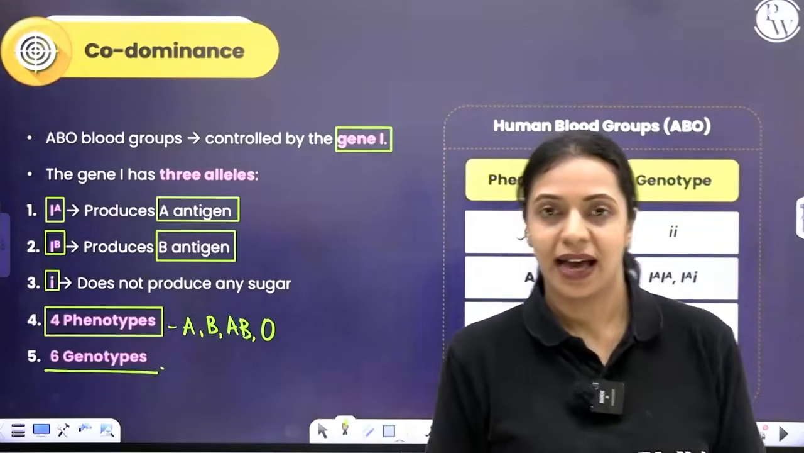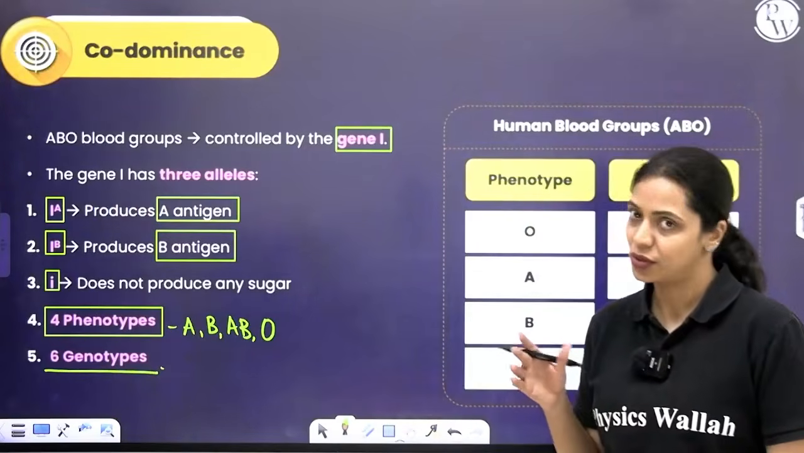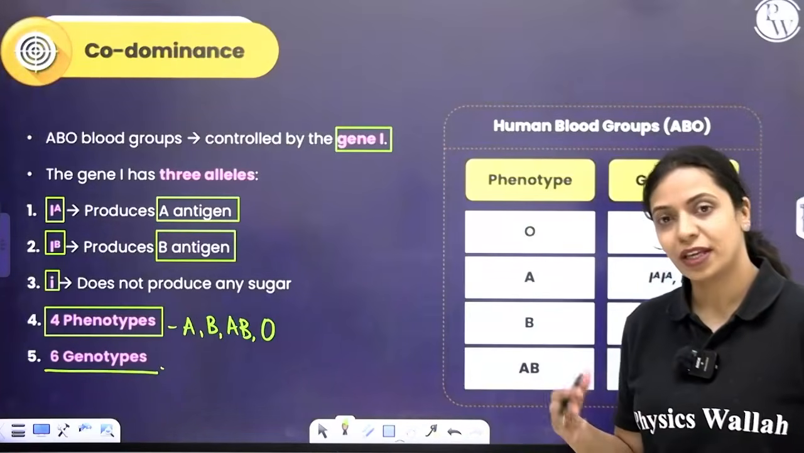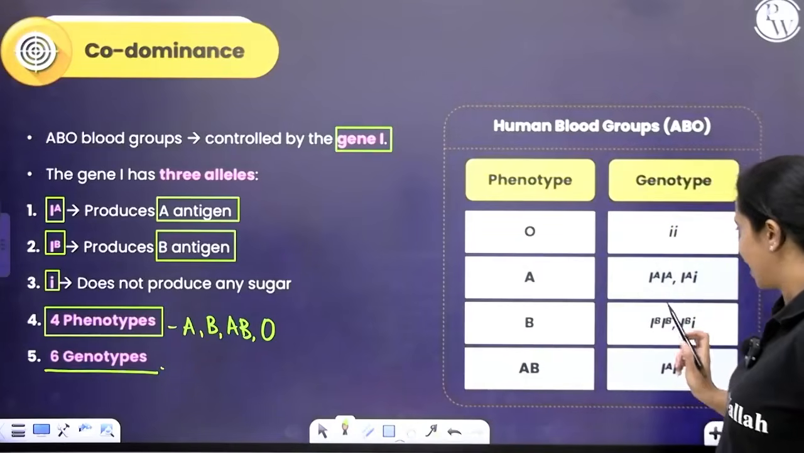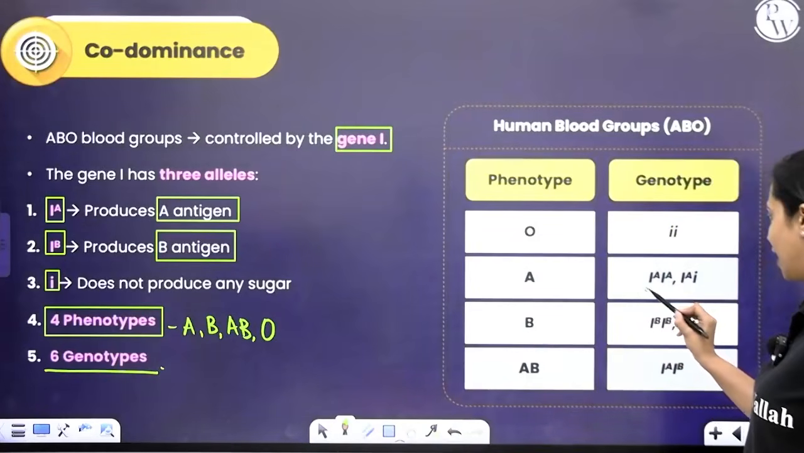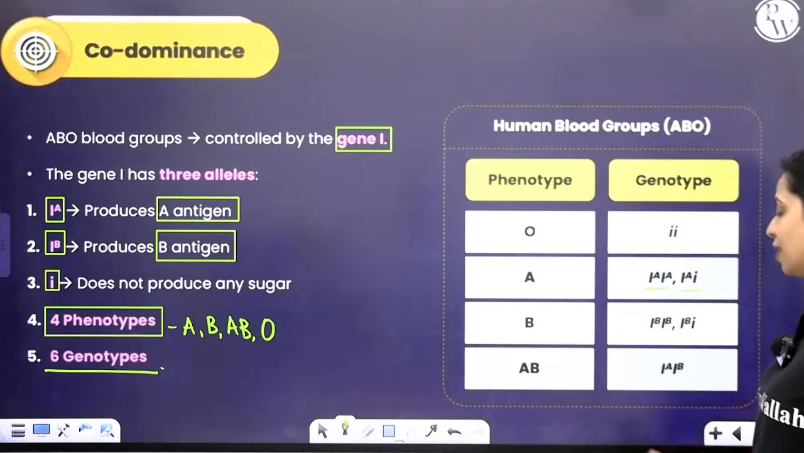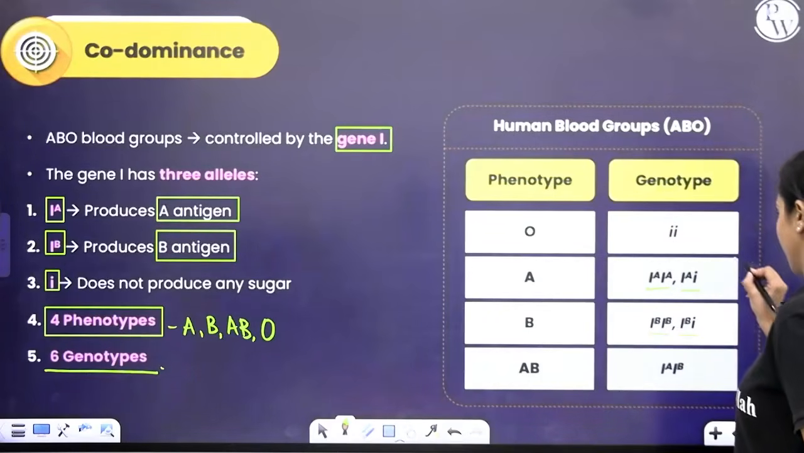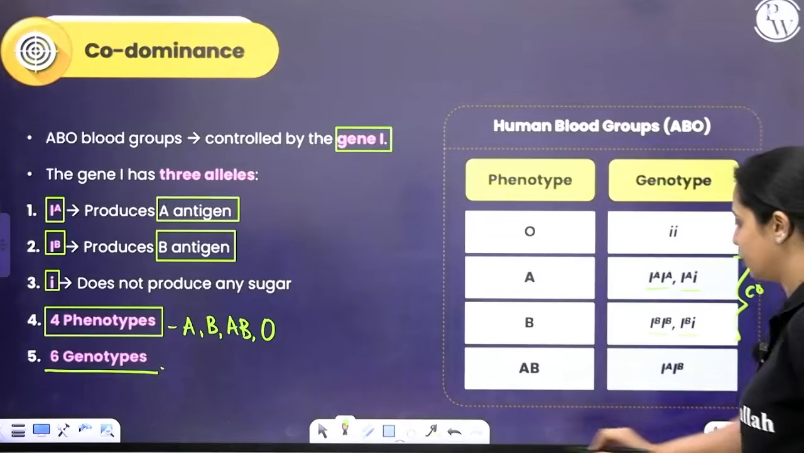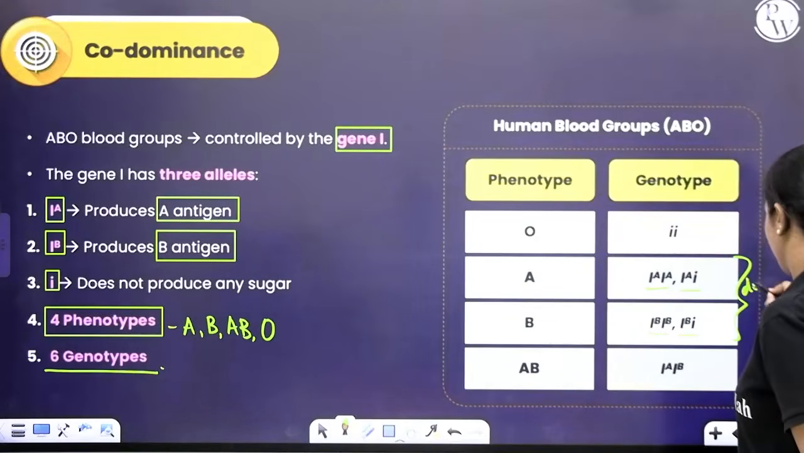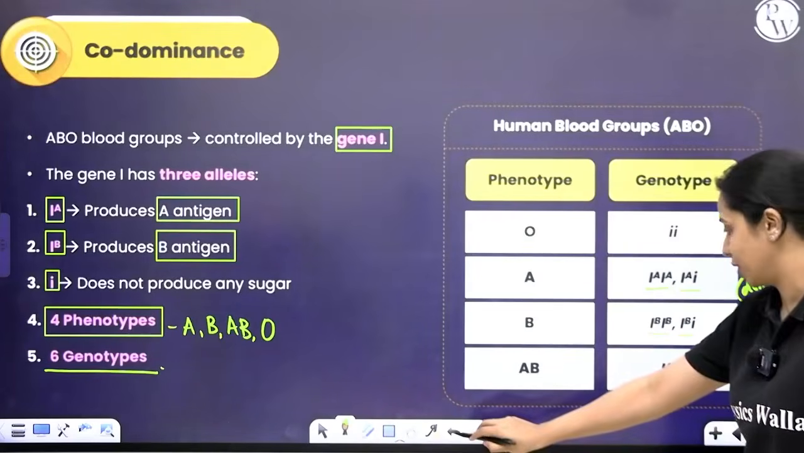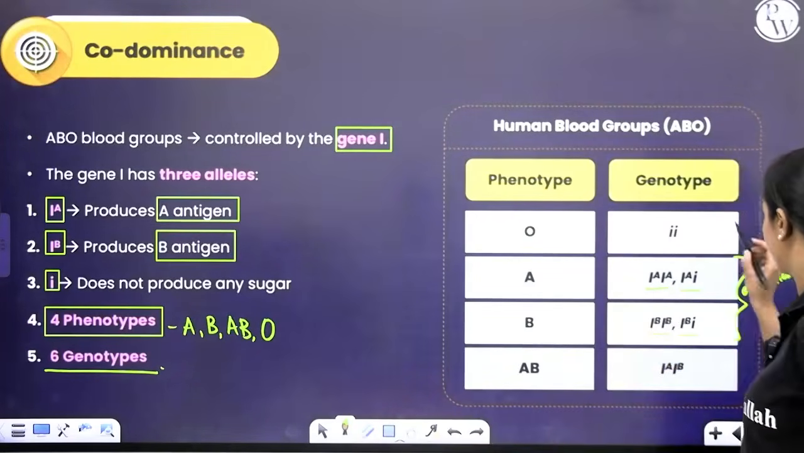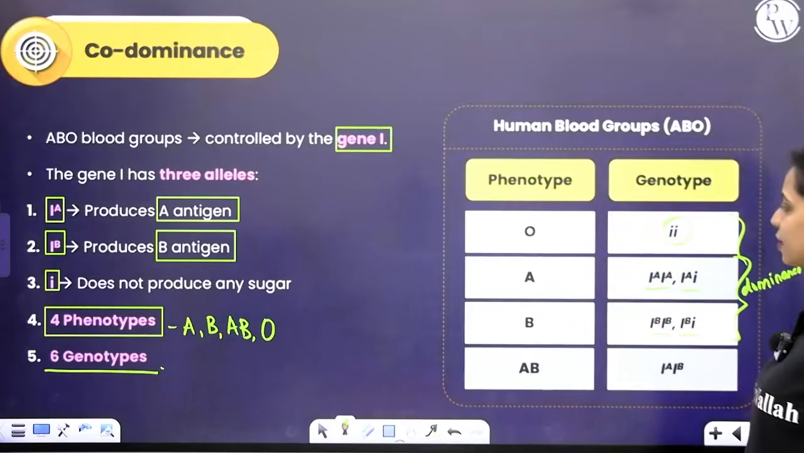Now, whenever somebody has A blood group, they could either be homozygous or heterozygous. Even in B blood group, they can be homozygous or heterozygous. So, when they have A blood group, their genotype can be IA IA or IA lowercase i. In B blood group also, they can be IB IB or IB lowercase i. In both of these, you see normal dominance, like in Mendel. Lowercase i is the recessive trait.